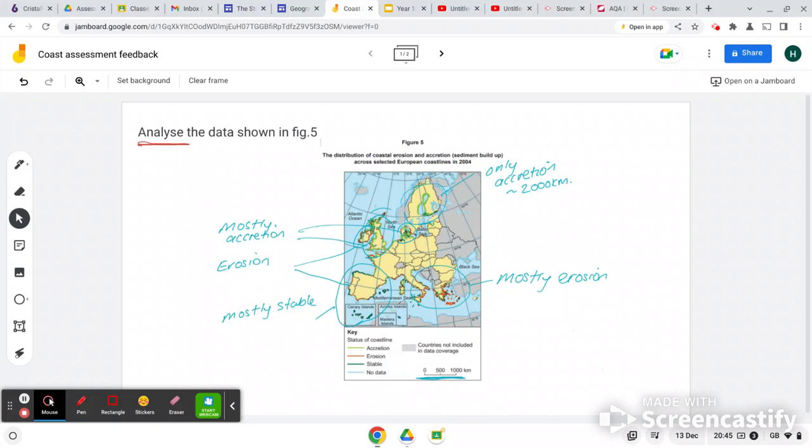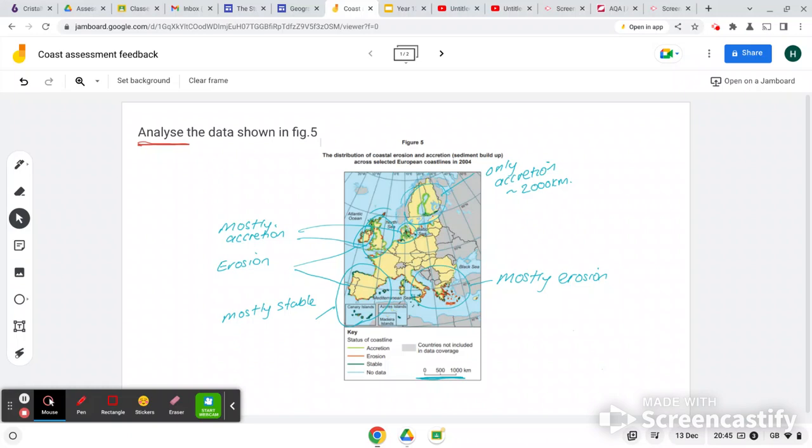I could also say that sheltered areas are where we have mostly accretion, so between Sweden and Finland. Again, I'm not explaining why there is accretion here. I'm just identifying that this is a sheltered area. Another sheltered area where we've got mostly accretion would be between England and France, so through there on the English Channel.